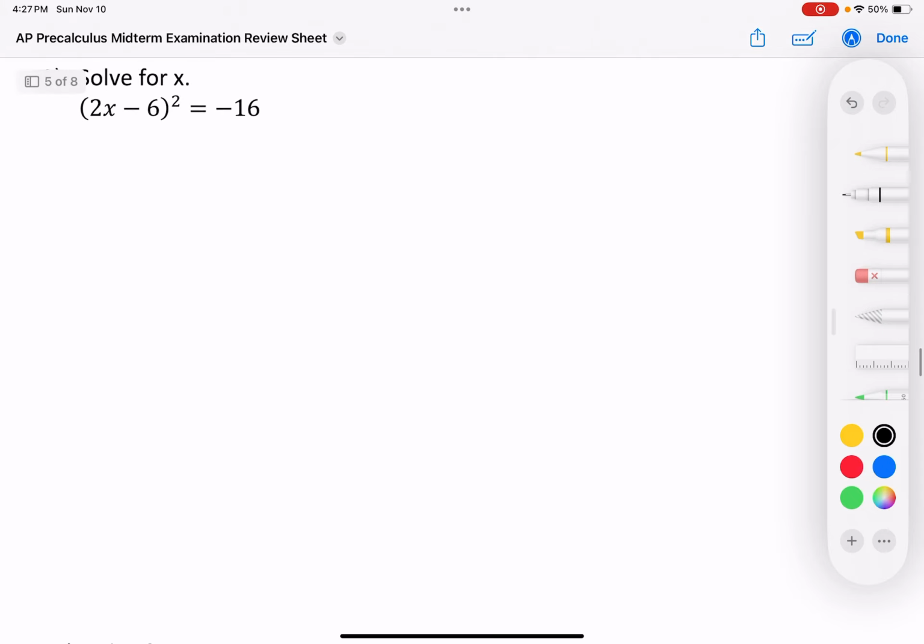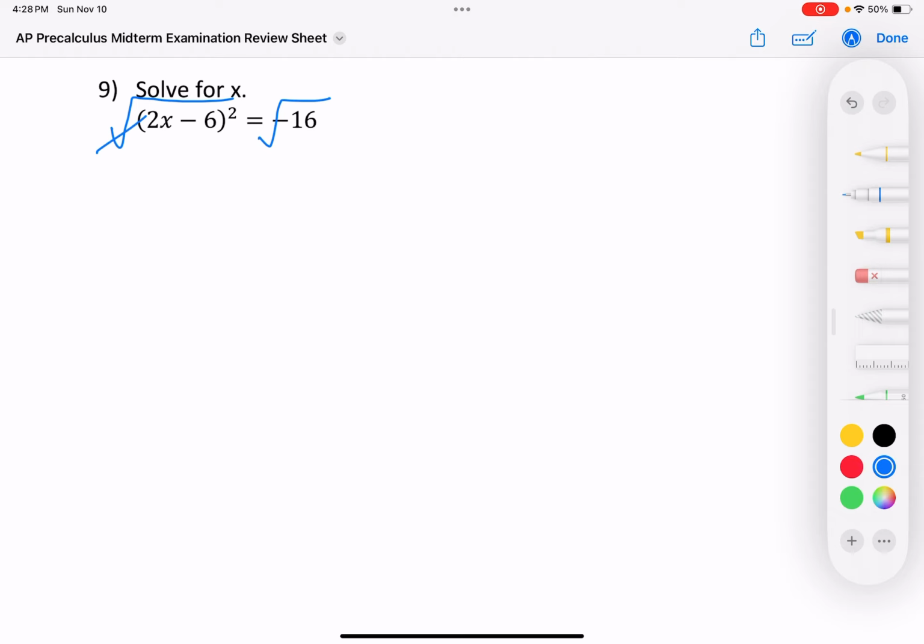So I want to use inverse operations to solve for x. And the inverse of squaring something is by applying the square root to both sides. So the square root and the square, they simplify each other out. Remember, when you apply the square root to both sides, there should be two solutions, a plus or a minus. So that's going to be 2x minus 6 equals to plus or minus.